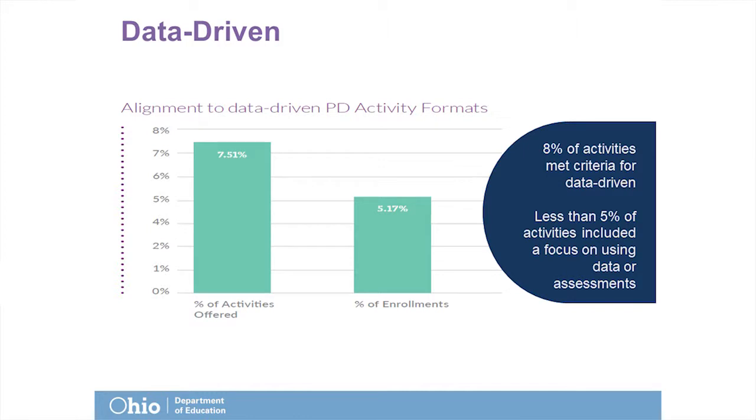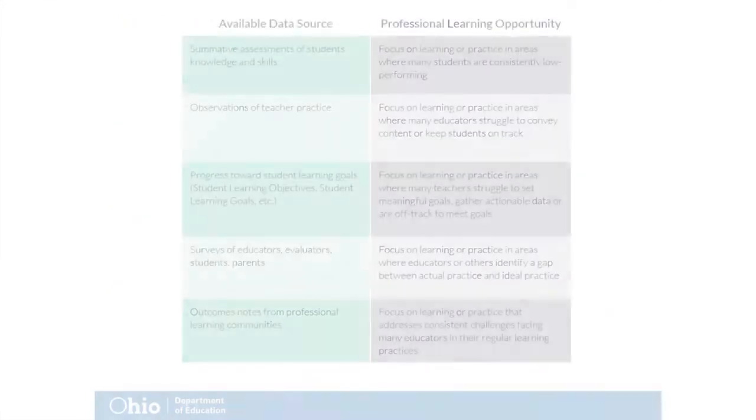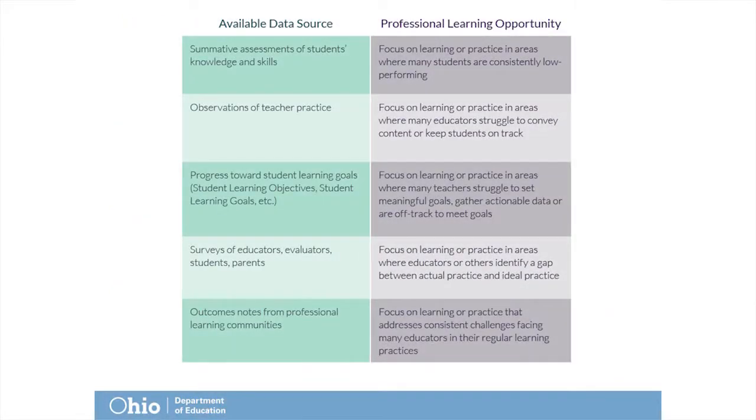All right, let's do data-driven, an easy one, right? We know what that means. We need to make sure the PD that we choose is based on data that we've collected, that there's a needs assessment. 8% of the activities met that criteria. Here are some data sources that you might consider for PD on the left. When you get back to this PowerPoint, spend some time looking at those data sources as ways to inform your PD.